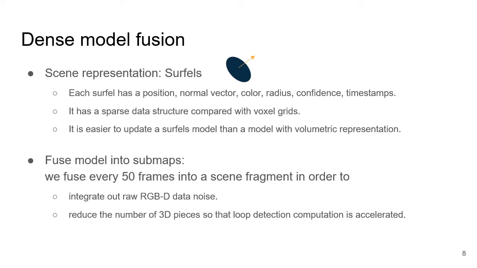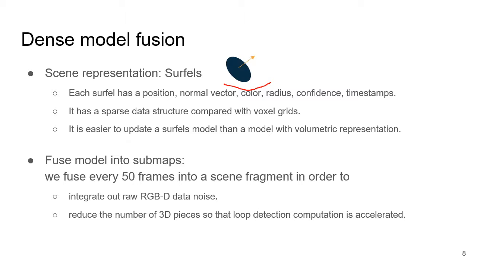Dense model fusion. This part can provide 3D models for both visualization and processing. Each circle has a position, normal vector, color, radius, and confidence timestamps. Each model may have millions of circles, and they combine with each other to represent the model.